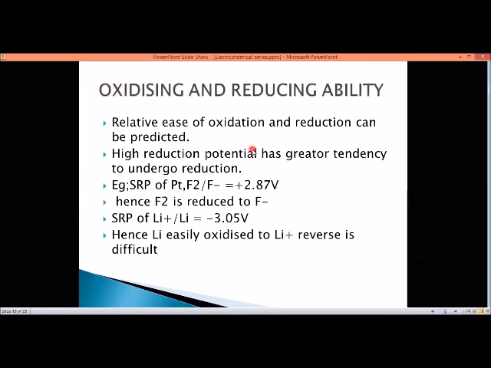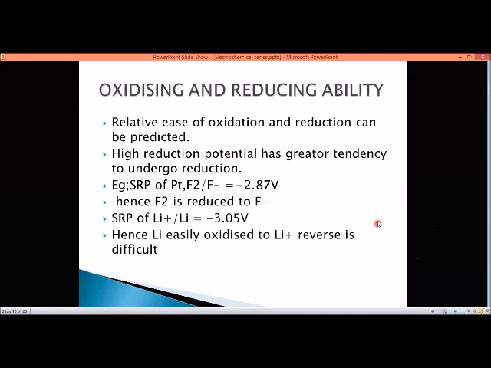Which of the electrodes will undergo oxidation? Which of the electrodes will undergo reduction? That can be easily predicted by the electrochemical series. So the relative ease of oxidation or reduction can be predicted. An electrode with a high reduction potential has a great tendency to undergo reduction. Again, what is reduction, children? Reduction is gain of electrons.